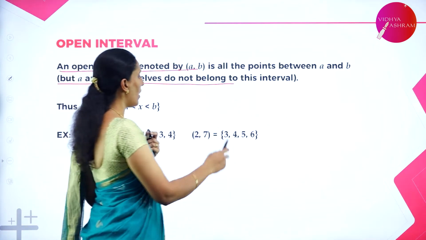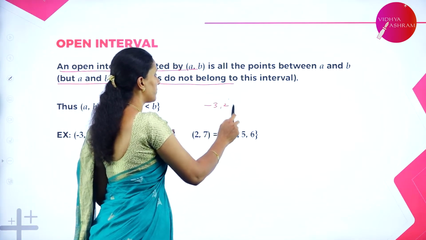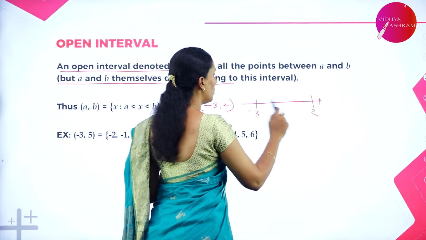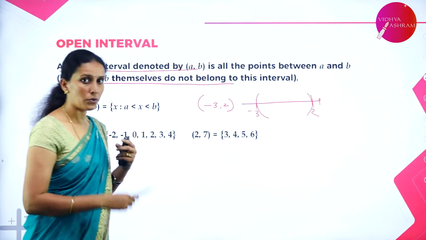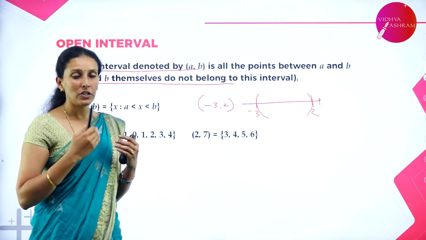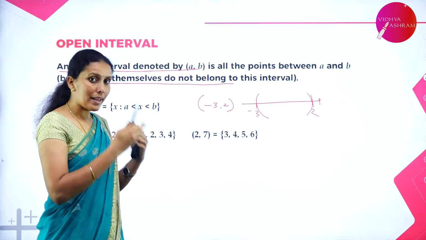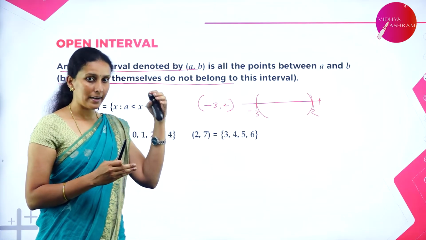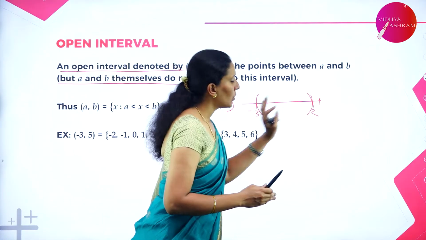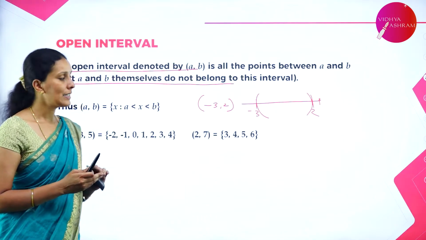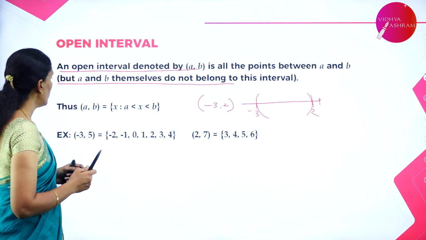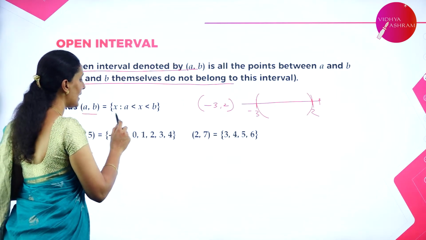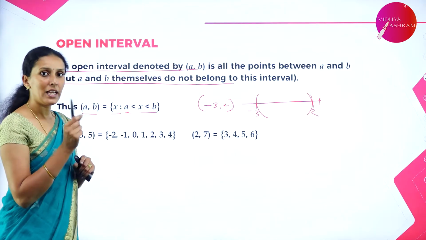When I say (-3, 2), I am taking all the numbers from -3 to 2, but I am not including -3 and 2. So, after -3, it may be -2.999 something. Up to there, I need to take the real numbers. When I say 2, I can include 1.99999. So, that 2 will not be taken as an interval point here. So, symbolically (a, b) means it's a set where x lies between a and b.